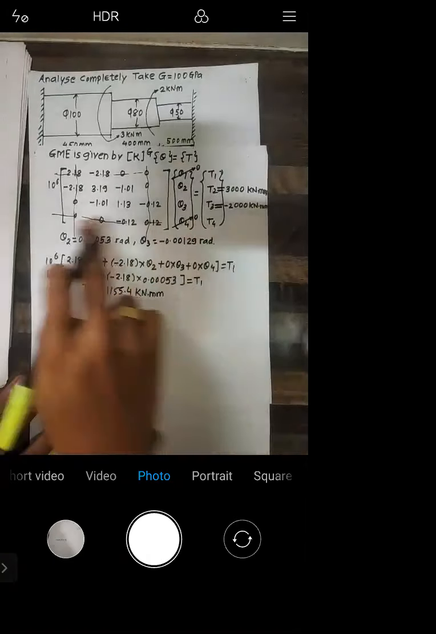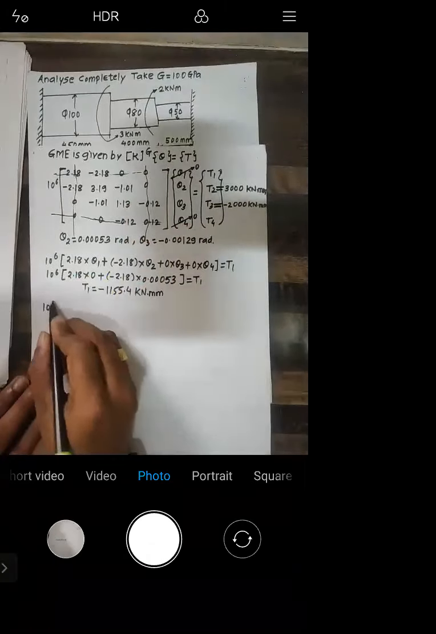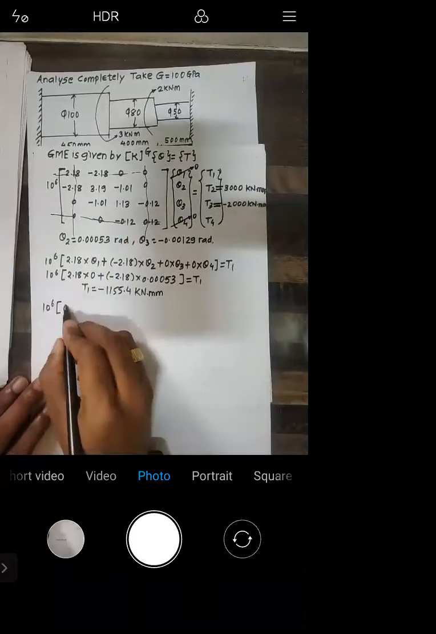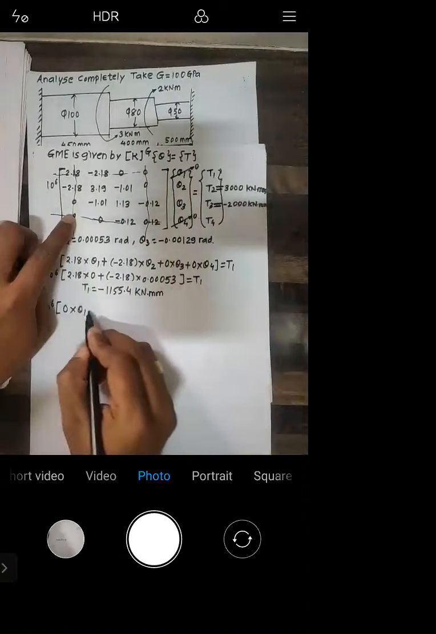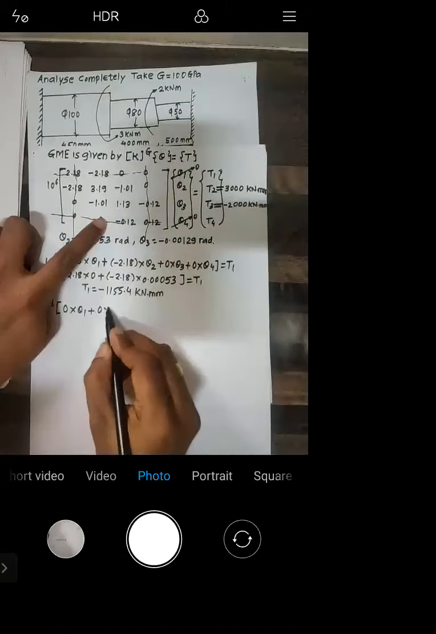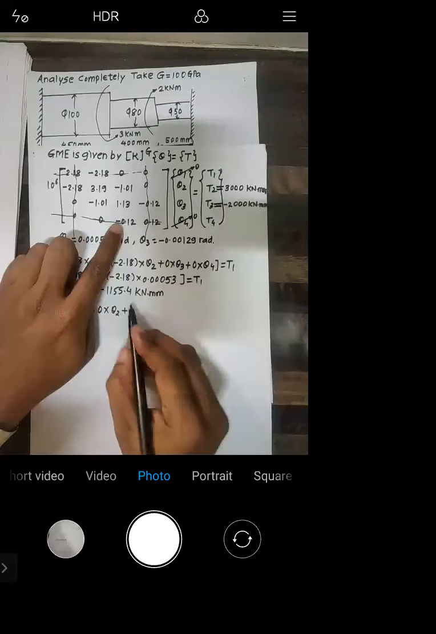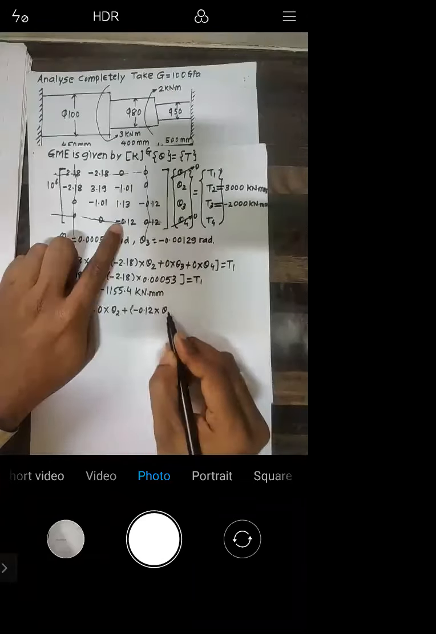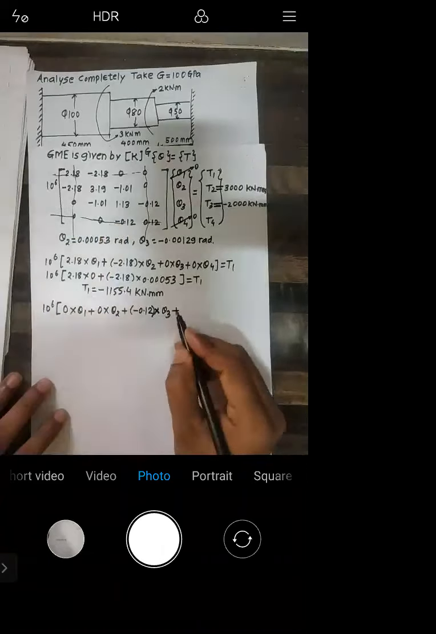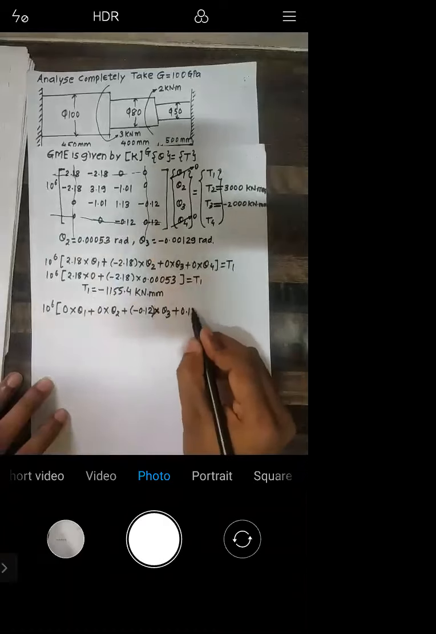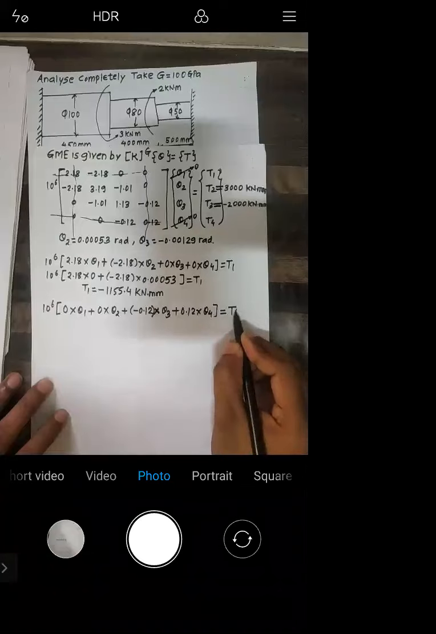So obviously the fourth row multiplied by this column is equal to T4. Okay, so 10 raised to power 6, 0 into theta 1, plus 0 into theta 2, plus minus 0.12 into theta 3, plus 0.12 into theta 4 is equal to T4. Is it okay?